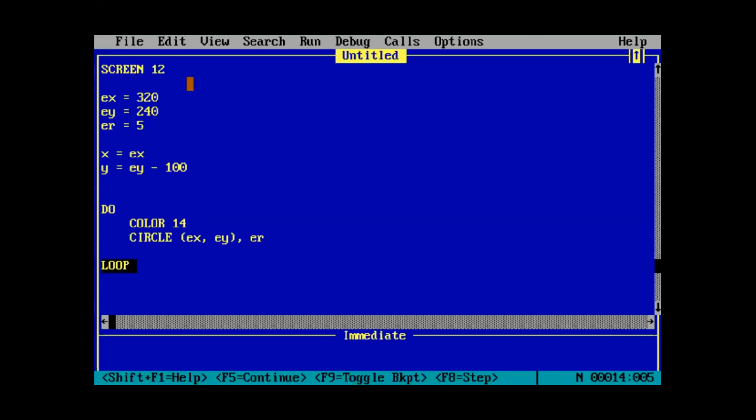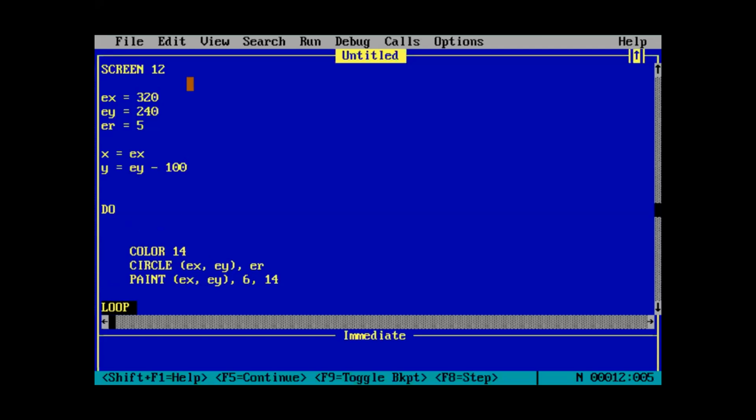Okay, let's paint it in. Good color for the Earth. Let's make the Earth, we'll start painting at EX, EY. Let's make the Earth color 6, which is brown. And we'll stop it at color 14, which is yellow. Now, the way to make an animation, one of the simple formulas for it is to draw it, wait, erase it, and move it. So we're going to put the Earth in the center of the wait area.